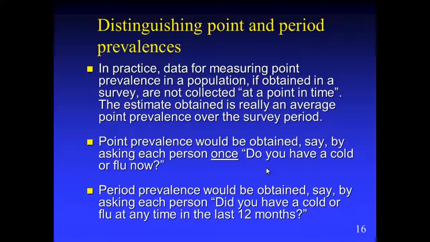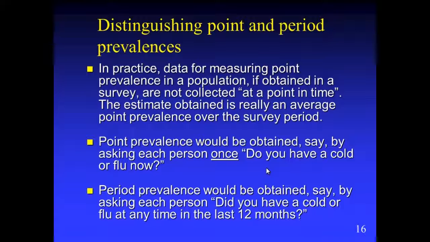So the point is here that there is one contact with a person, and it's the question of whether or not they had the disease at that point of contact. So to illustrate this, here's an example, in referring to cold and flu. If we were to ask each person once, do you have a cold or flu now? And then we compiled those statistics, then that would give us a measure of point prevalence.